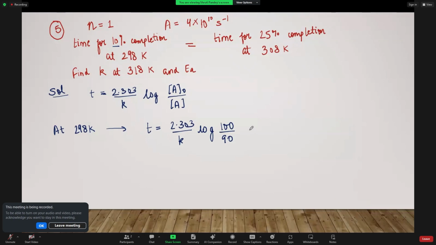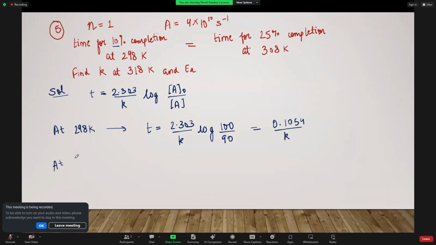ठीक है? So when you solve this whole RHS value, so this would be 10 by 9. So log of 10 by 9 and you have 2.303 by k. So when you solve this, you will get 0.1054 upon k. अब k भी unknown है, तो obviously this will not be a constant value. This will be by k.